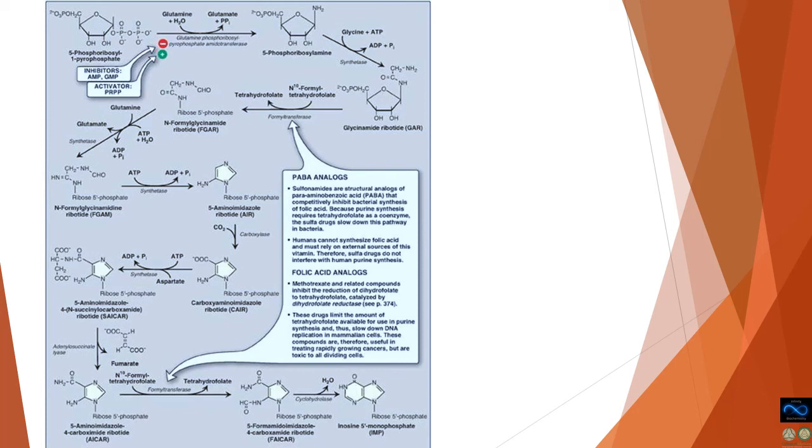Furthermore, there are two important reactions which use N10 formyl tetrahydrofolate, as you can see in this picture. These two reactions are very sensitive to PABA analogs or folic acid analogs, and they can easily be inhibited by introducing sulfonamides or PABA analogs, preventing the synthesis of IMP further down.